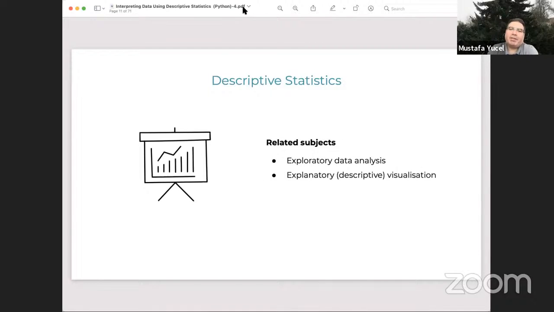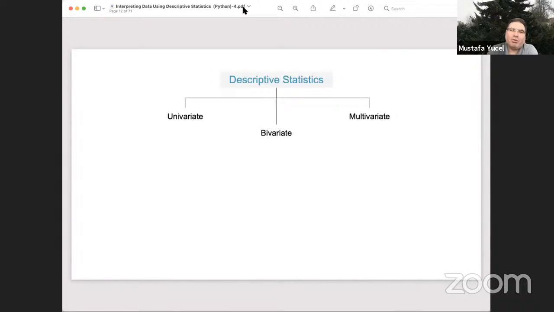Related subjects are exploratory data analysis, which I just expressed, and the second is the explanatory or descriptive visualization part. This is, again, about visualization. Visualization is also a very important part of the analysis. Sometimes just one visualization is worth more than half an hour of talking. You see the reality in one graph. So we do both exploratory data analysis and explanatory visualization. Today we will do both.